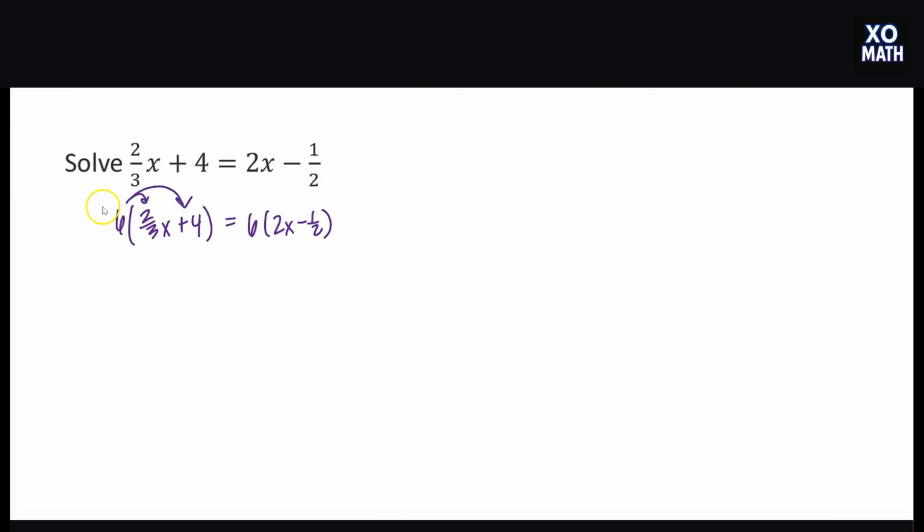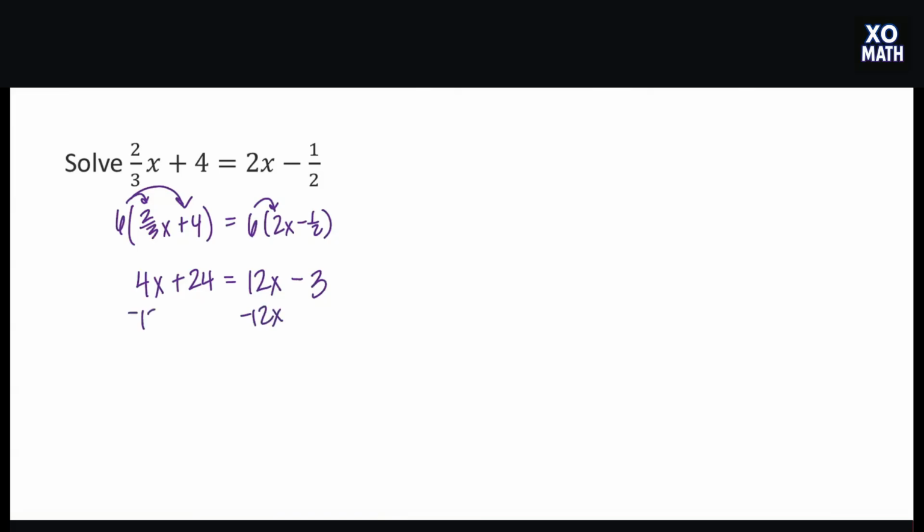And so 6 times 2/3, well, that's 6 times 2, that's 12. And then divided by 3, that's 4x. And then 6 times 4 is 24. So the whole idea was we needed to clear the fractions, and we did. So 12 divided by 3 is 4. And on the right-hand side, 6 times 2x is 12x. And 6 times negative 1/2, well, that's just 6 divided by 2. That's 3. And now we just go ahead and move forward with collecting like terms on each side.